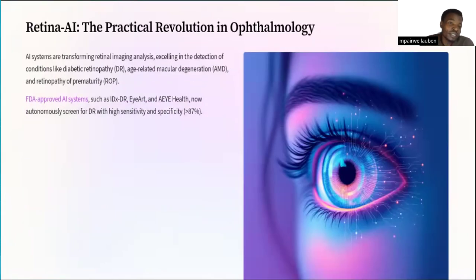In our third slide, we are now seeing how Retina-AI is revolutionizing ophthalmology. We can see how AI systems are transforming retinal imaging analysis and excelling in detecting conditions like DR and AMD. They have been approved by the FDA, and these approved systems have superb high sensitivity and specificity that goes beyond 87%, which is a great percentage compared to human performance.